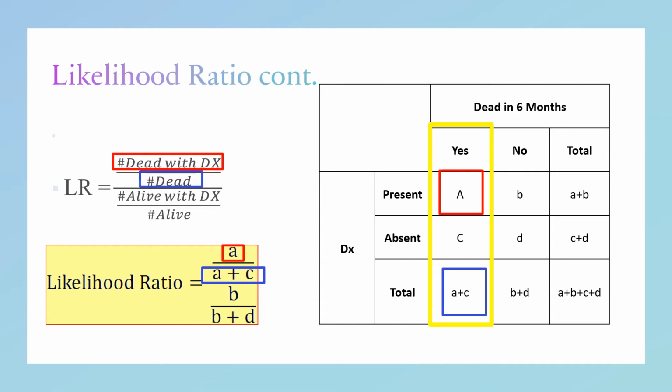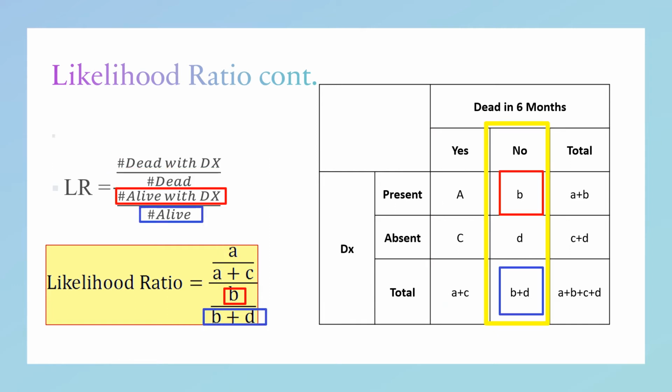First, we see the top half of our ratio, finding the total number of dead and dead with the DX. If you look at the contingency table to the right, you can see I've highlighted in yellow the category for dead in 6 months. And the association variable A would be all the dead with the present diagnosis. And the A plus C at the bottom is the total number of dead.